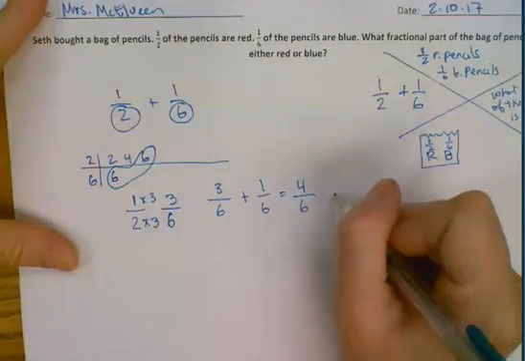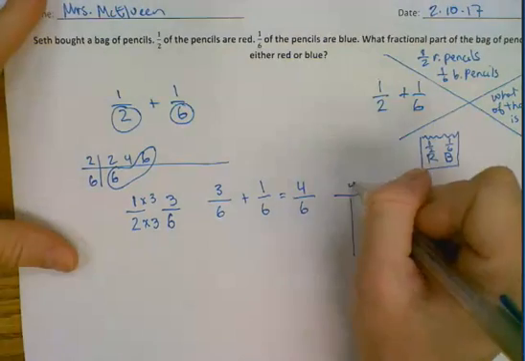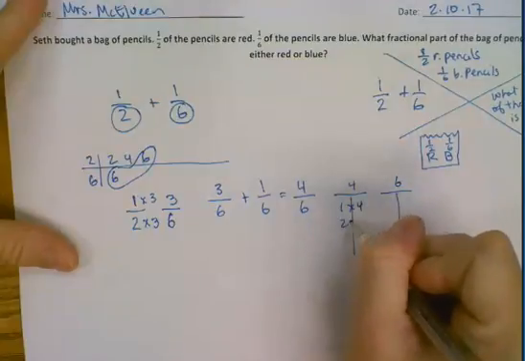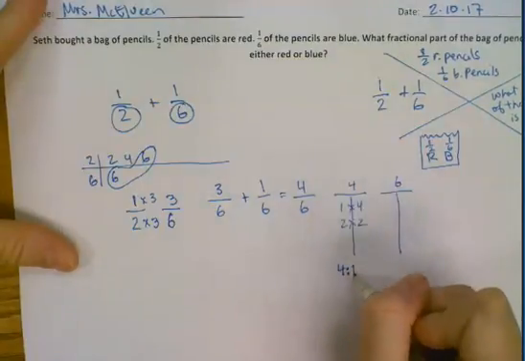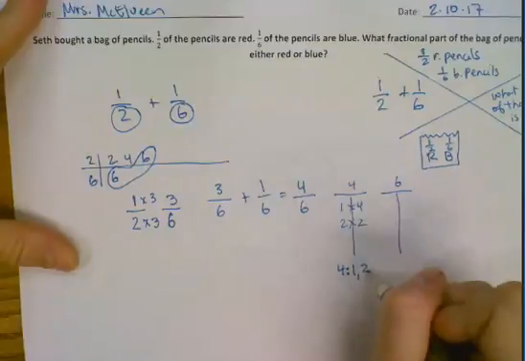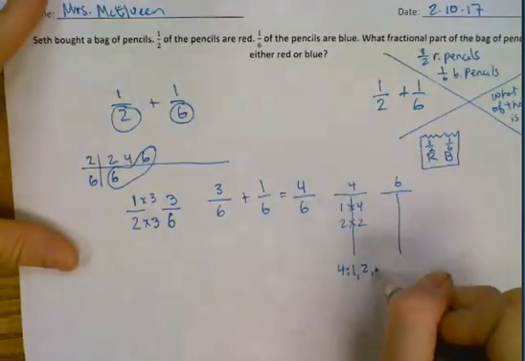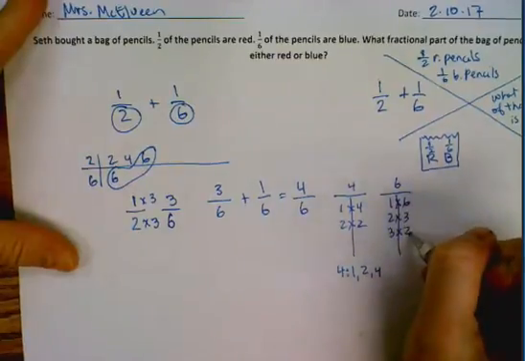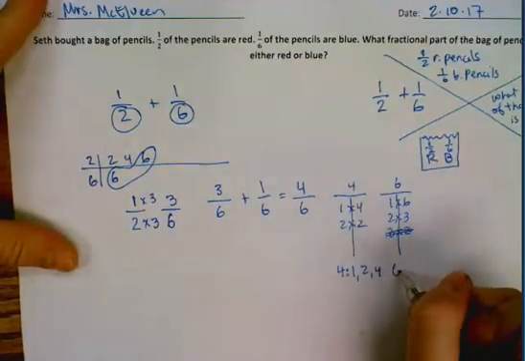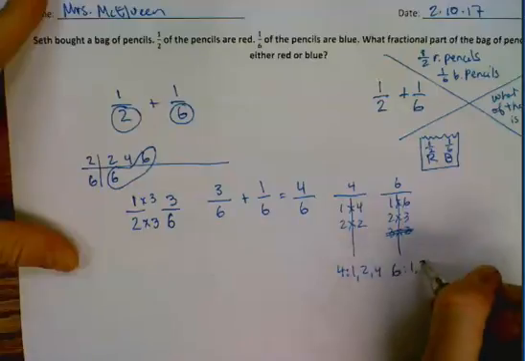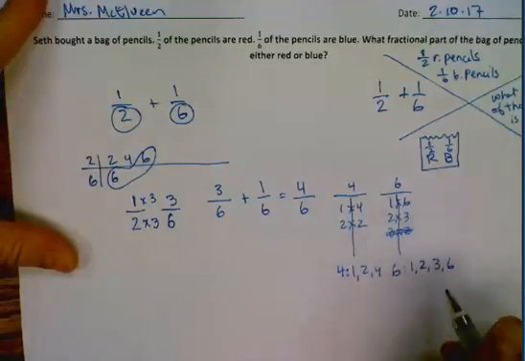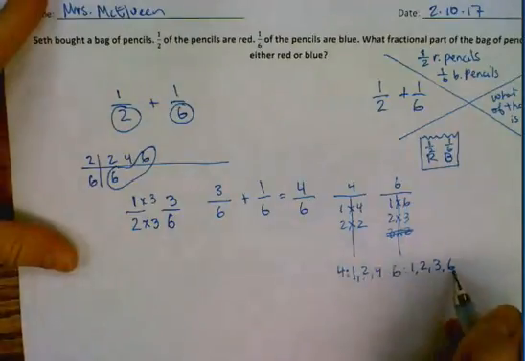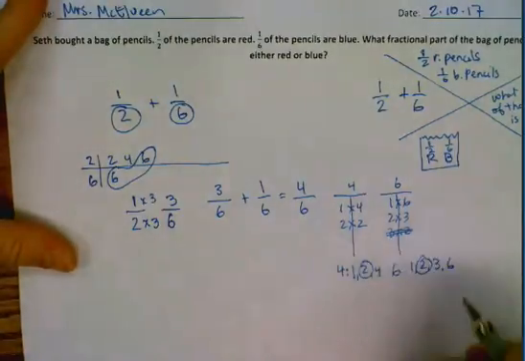So now I'm going to do the greatest common factor of 4 and 6. 1 times 4, 2 times 2. So the factors of 4 are 1, 2, and 4. For 6, I have 1 times 6, 2 times 3, 3 times 2. That's repeating, I don't need to use that. The factors of 6 are 1, 2, 3, 6. And I notice both have 1, both have 2. This one has 4, this has 3 and 6. The greatest common factor is 2.